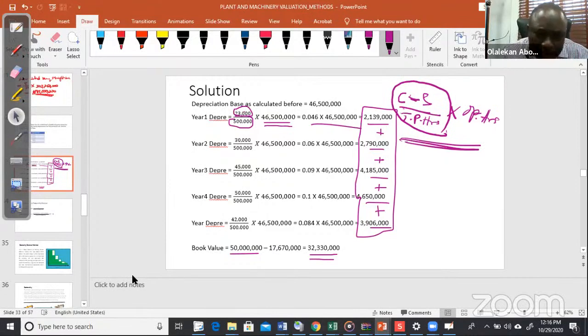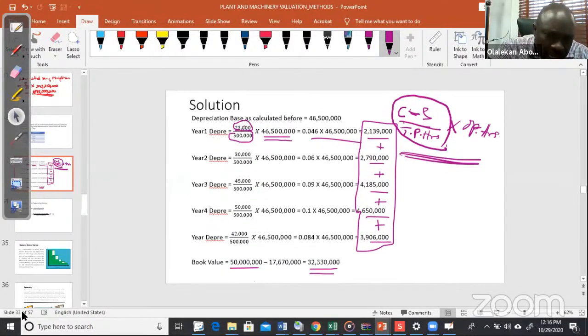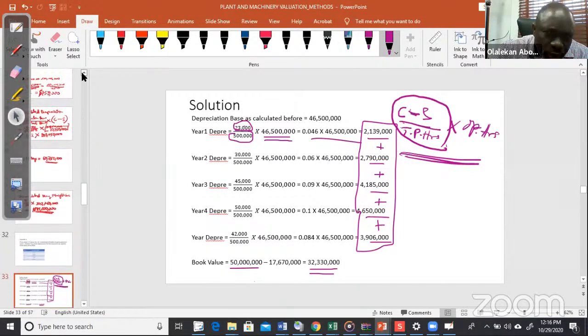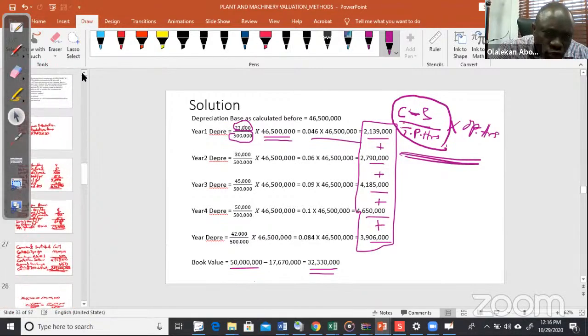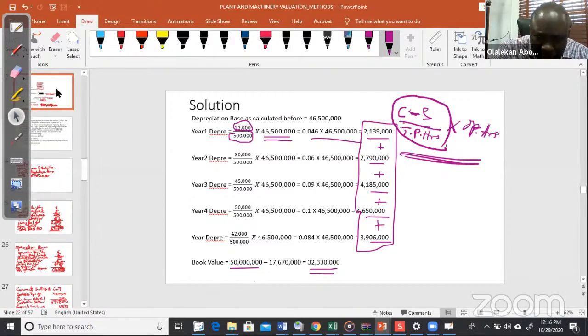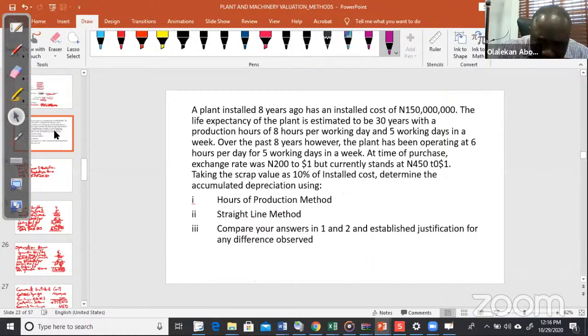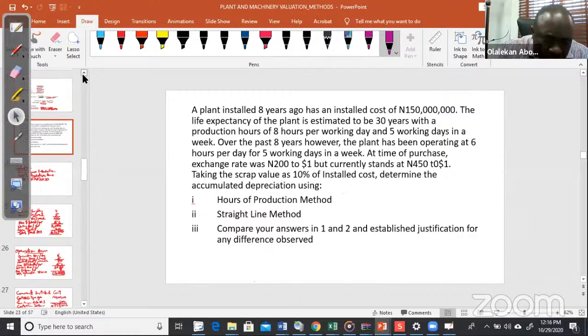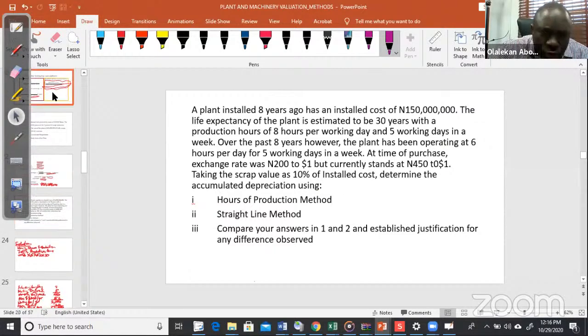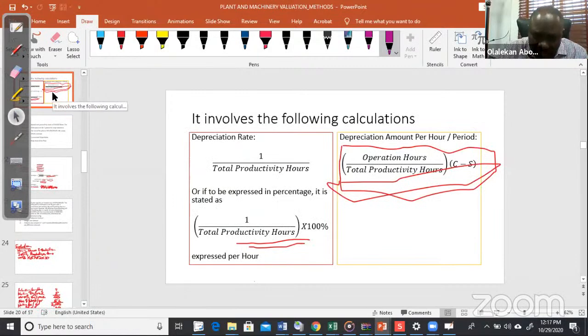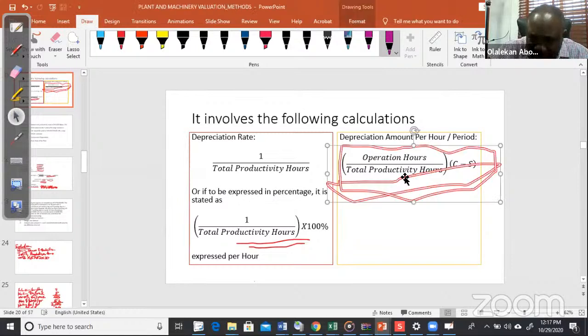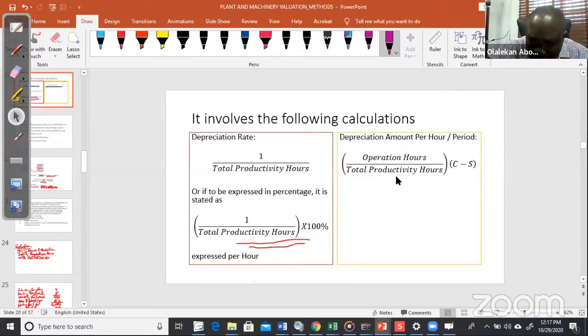This same formula, or maybe I should go to the formula sheets where I gave you the formula, so that I will relate the two to be able to appreciate what we are talking about. Right here. Okay, good. Now, look at what we have here. This is the formula you are using presently. Let me delete this. This is the formula you are using presently. Operating hour, look at it.